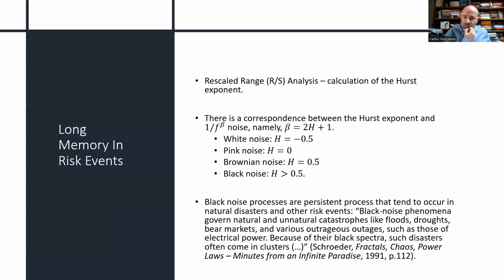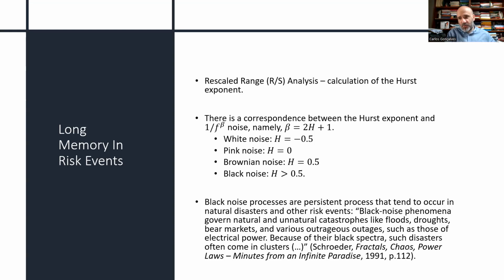And here is a quote from Schroeder. I have here the book. The letters appear reversed here, but the book is Fractals, Chaos, Power Laws: Minutes from an Infinite Paradise, and it has a very good definition of what black noise is. So black noise phenomena govern natural and unnatural catastrophes like floods, droughts, bear markets, and various outrageous outages such as those of electrical power. Because of their black spectra, such disasters often come in clusters.